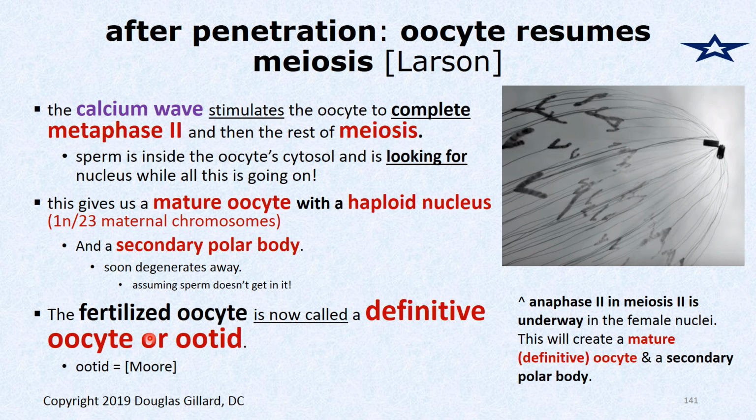Anyway, the fertilized oocyte gets a new name. It's now called the definitive oocyte. Moore calls it kind of a weird name, the ootid. The other books don't use that. So ootid is kind of weird, but Moore is one of the board books, so I had to throw it in there. But that's a fertilized, or at least it started the process of fertilization. It hasn't completed it yet.